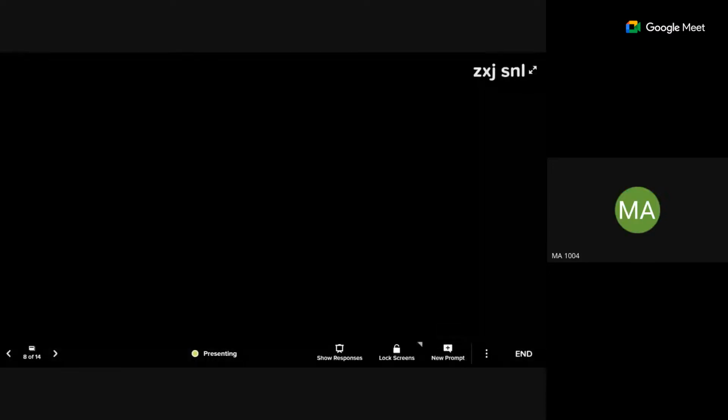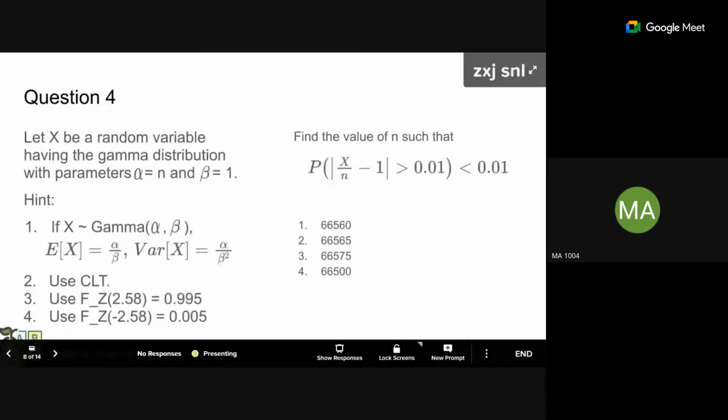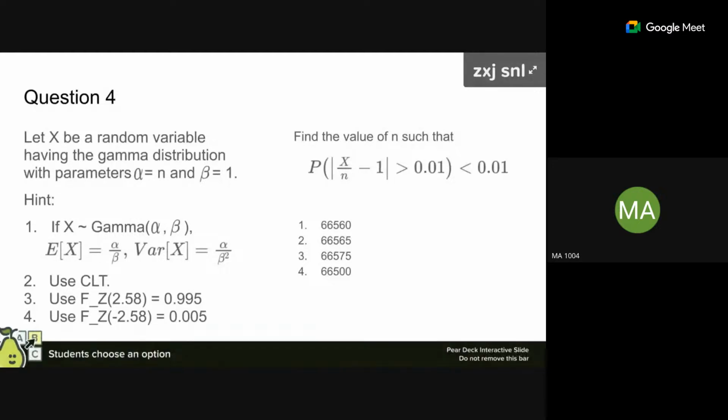So this is the continuation of this question again. That alpha is n and beta is 1, x is a random variable. Now use CLT. That's the next question. So the maximum thing we have done there, right? So now the task is to use CLT here.